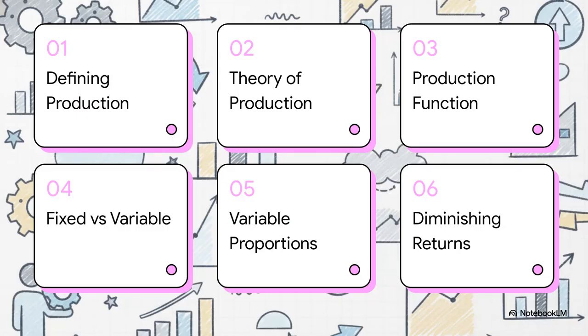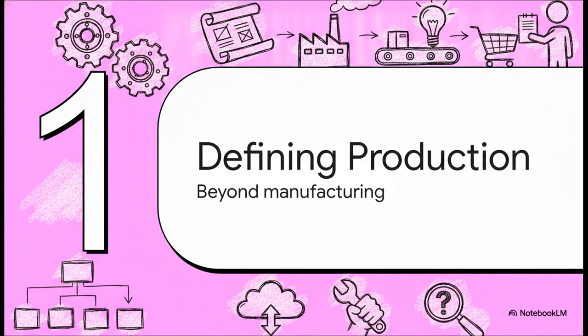So here is our plan for today. First, defining the production process. Second, the theory of production. Third, taking a look inside the mathematical production function. Fourth, distinguishing fixed versus variable inputs. Fifth, the law of variable proportions. And finally, number 6, diminishing marginal returns. We'll build this up block by block. Starting off with Section 1.